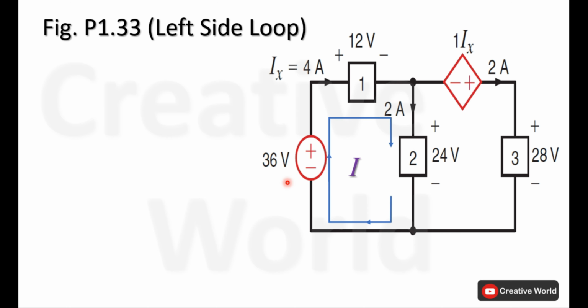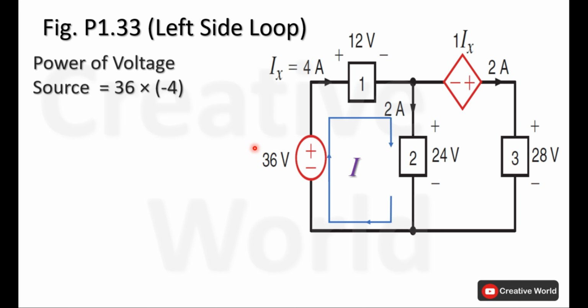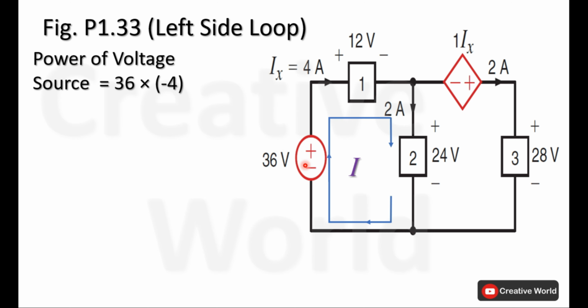Now start finding out the power of elements from this voltage source. Voltage source power will be voltage across it times the current through it. Current is 4 ampere passing through it, but the direction of current is entering from the negative terminal and leaving from the positive terminal. So this current will be taken with minus sign. So the power of the voltage source will be 36 multiplied by minus 4 equal to minus 144 watt, and this minus is showing that this power is being supplied through this voltage source.